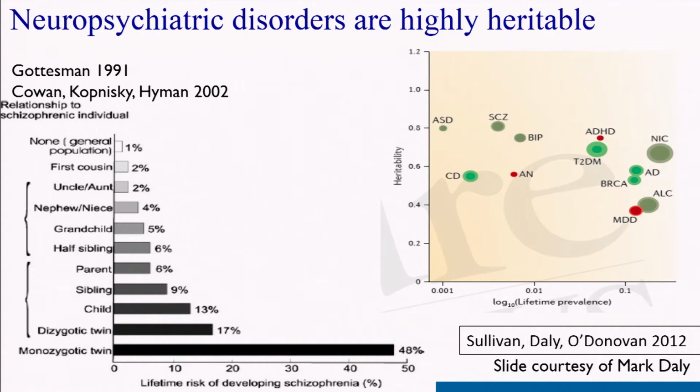This is an example from schizophrenia from a very long time ago, where you see more similarity between the identical than the non-identical twins. Now we have lots of different ways of estimating heritability, and across them, you consistently see that disorders like autism and schizophrenia and bipolar disorder are highly genetically influenced. And they're as genetically influenced or more than a lot of diseases that we typically think of as having strong genetic predispositions, like type 2 diabetes or breast cancer.